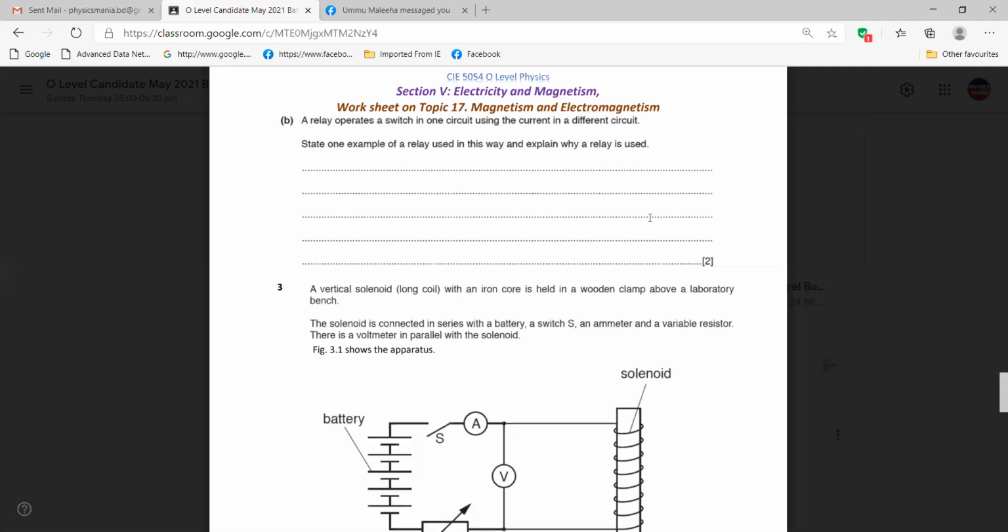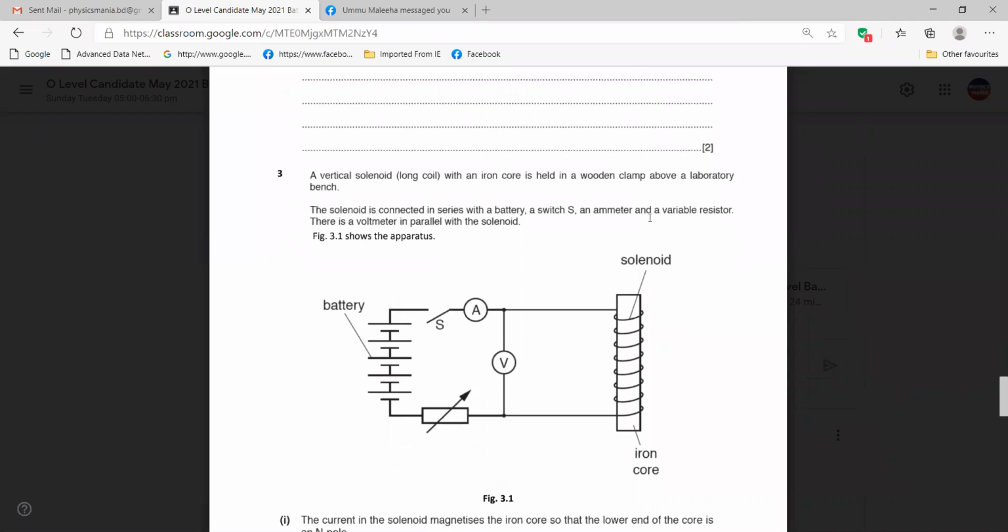So is it clear now? So, sir, I can give any one, right? Any one. For writing the example, you are getting 1 mark. For the reason, you are getting another mark. Okay.